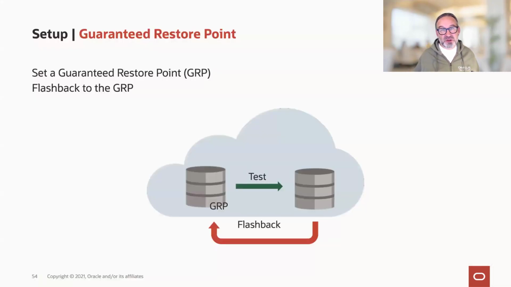So for a guaranteed restore point, I guess you're familiar with that technique. You set a GRP, then you test, and especially if a test is destructive, you would like to go backwards afterwards. And this is easily done with a flashback database to the GRP.